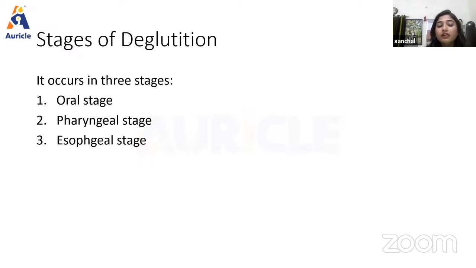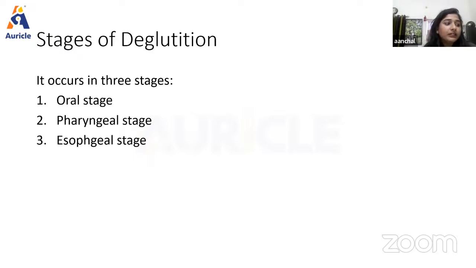But once the oral stage is over, the pharyngeal and esophageal stages are both involuntary, because the control will not be in our own hands. Whenever the food reaches inside the pharynx, it needs to be swallowed anyhow. So basically, the oral stage is voluntary, and both pharyngeal and esophageal stages are involuntary in control. The chewing action of the teeth and the movement of lower jaw against the upper jaw is brought about by the muscles of mastication, as we have already discussed.